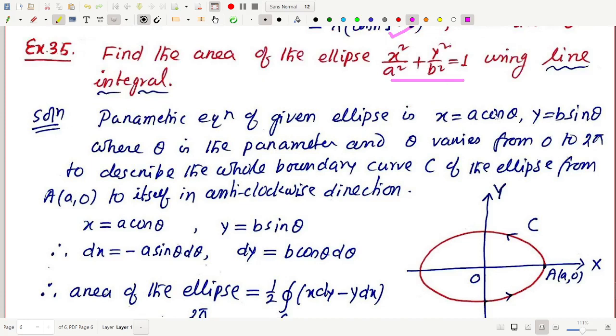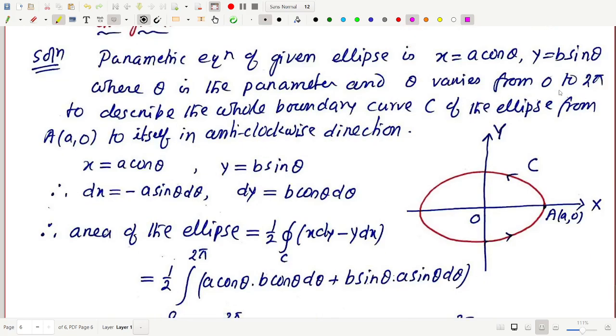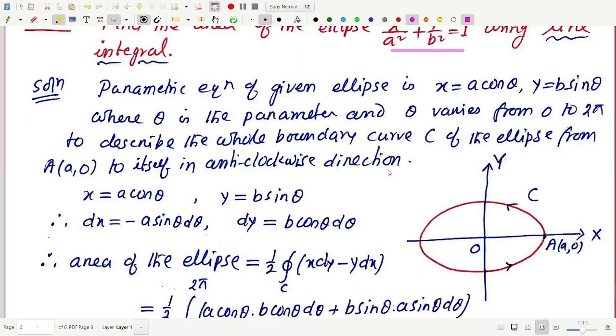this satisfies the equation. x by a whole square will be cos square theta, y by b whole square will be sin square theta, and cos square theta plus sin square theta is 1. Theta is the parameter, so this is the parametric equation of the ellipse. Theta varies from 0 to 2 pi to cover the whole ellipse.